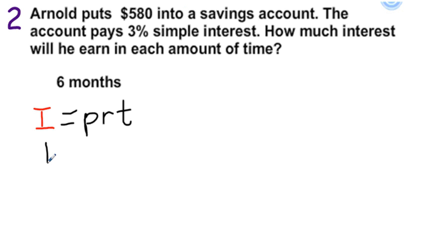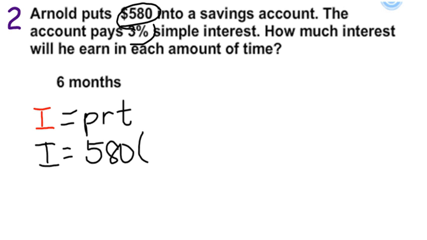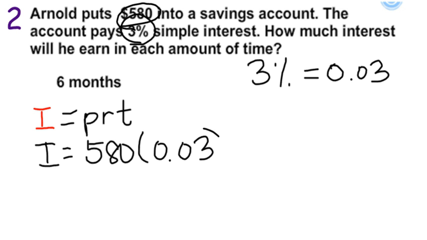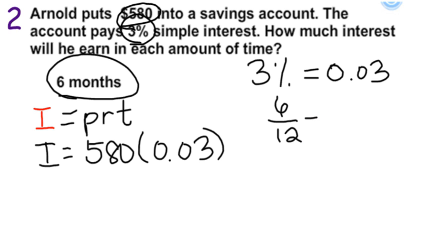So our interest is going to equal our principal amount, which is 580. Our rate again is 3%, and as last time, 3% means 3 divided by 100, so that's 0.03. And then our time is 6 months. Remember, we have to put it in years. So 6 months means 6 out of 12 months out of the year. This actually equals 0.5. So we're going to multiply it times 0.5.